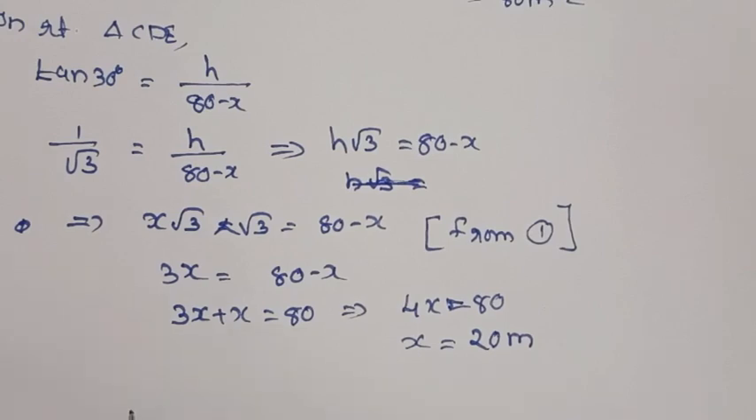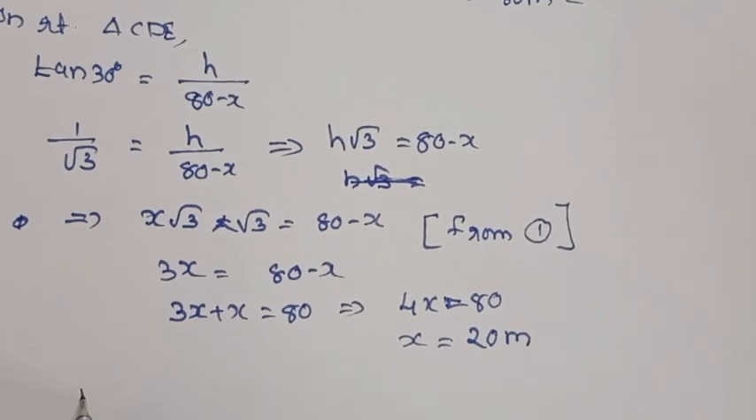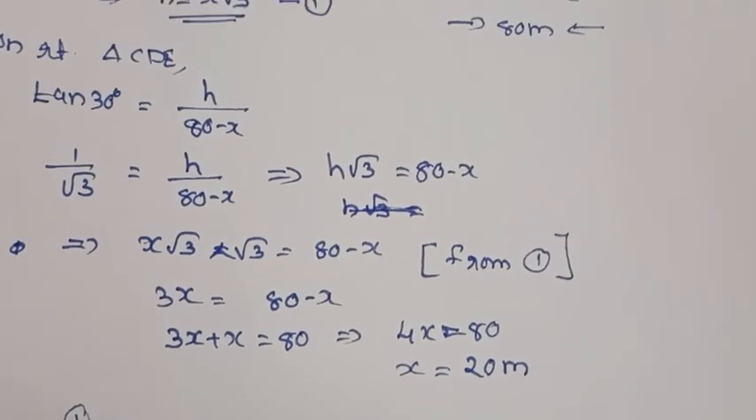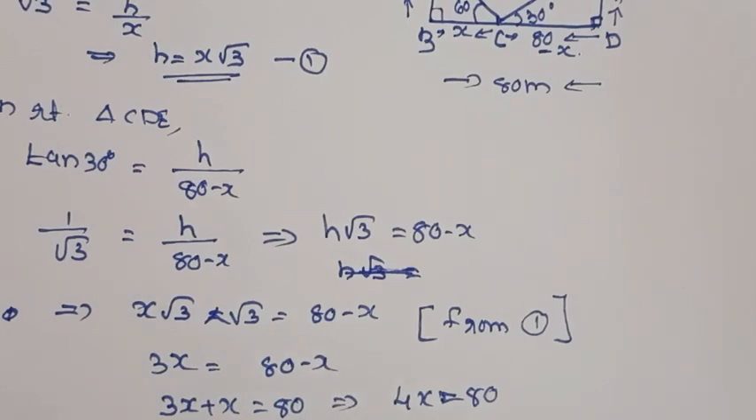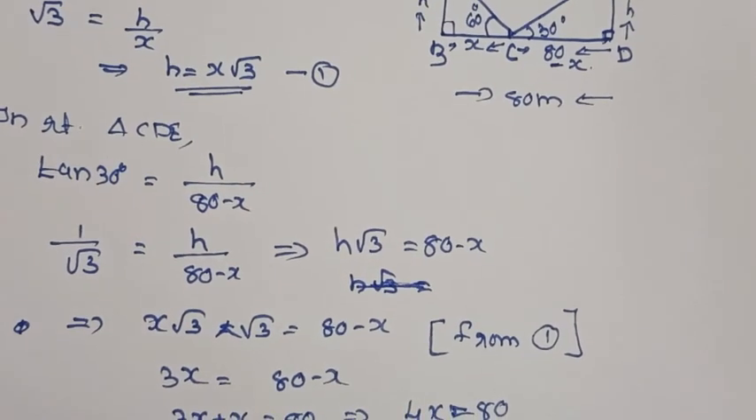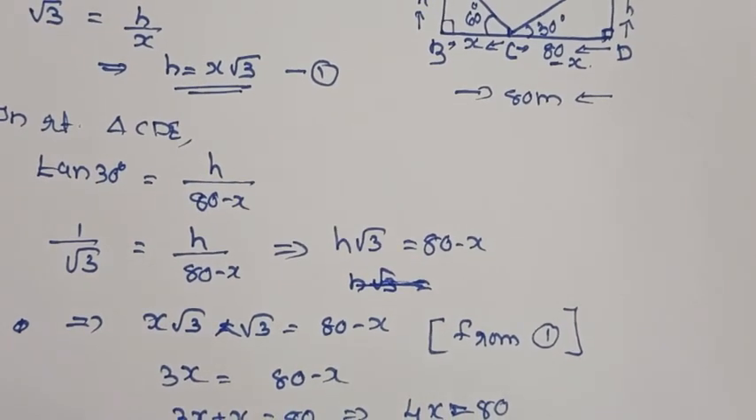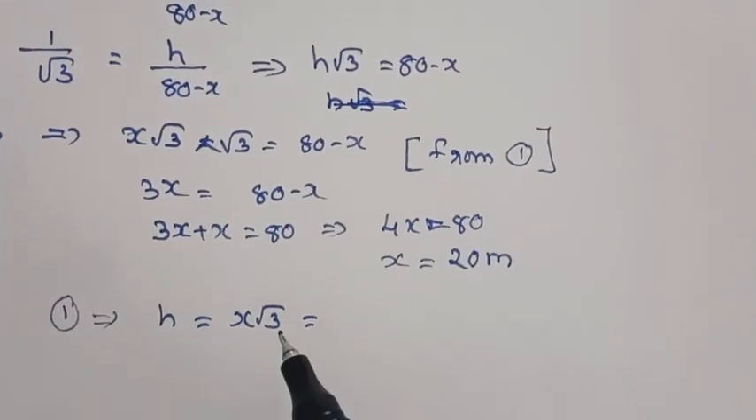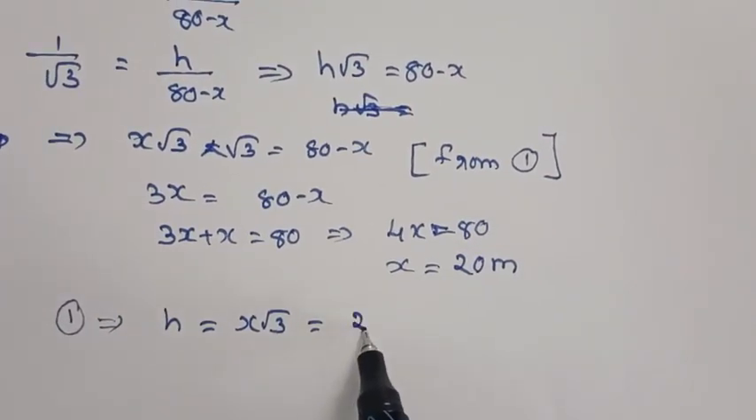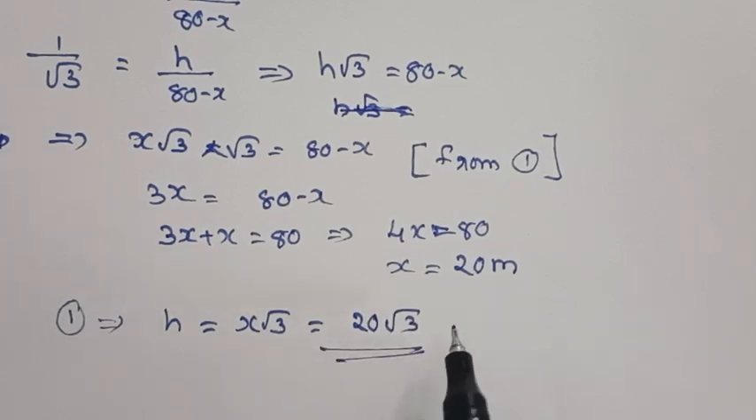Then we have to find h also. Substituting in the first equation, we get h equal to x root 3, isn't it? The value of x is equal to 20. Therefore, h equal to x root 3, that is 20 root 3 meters.